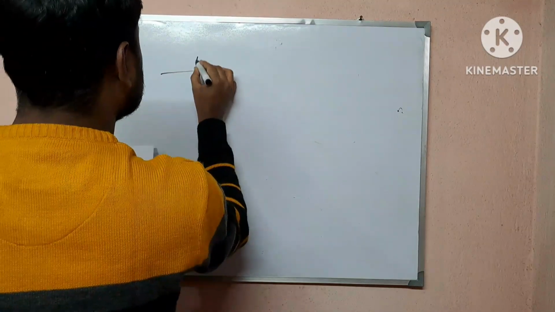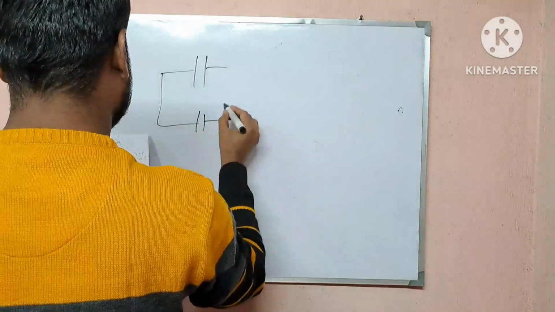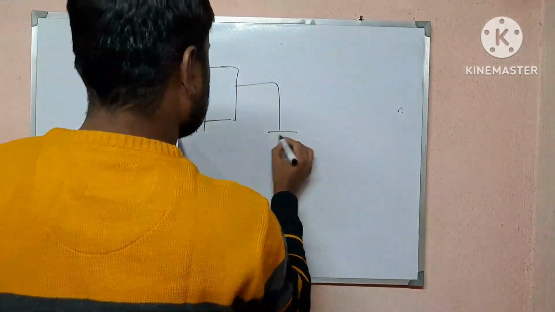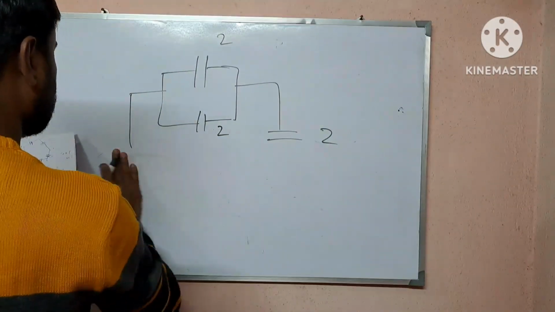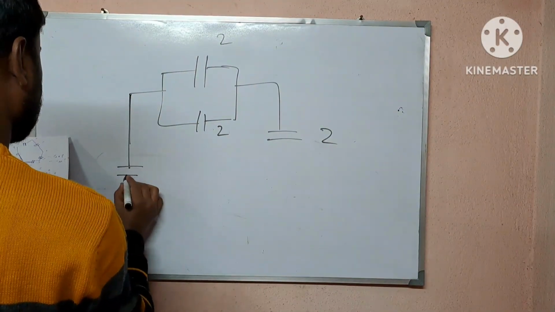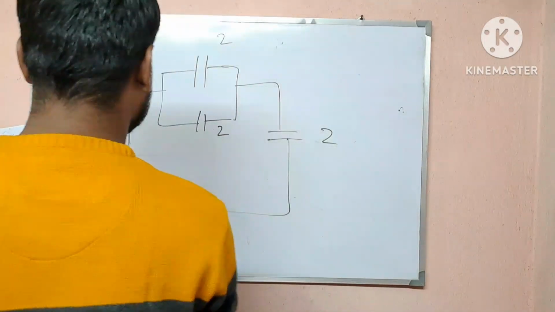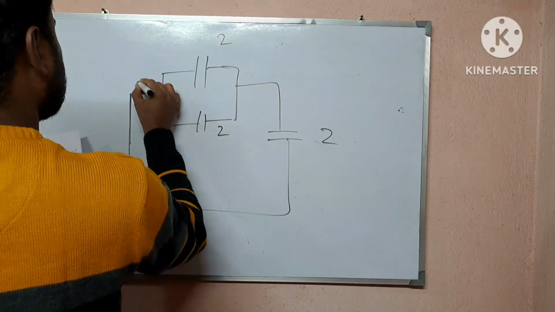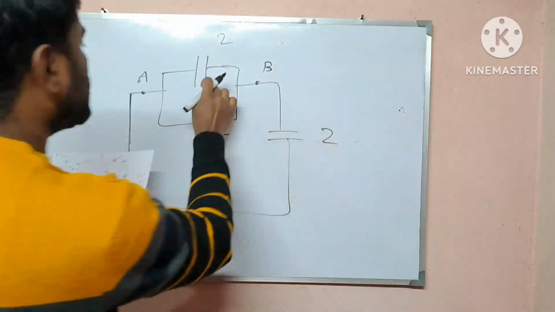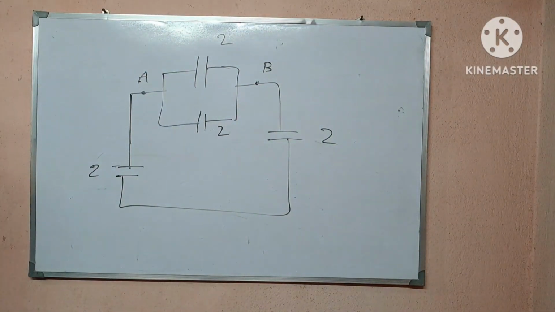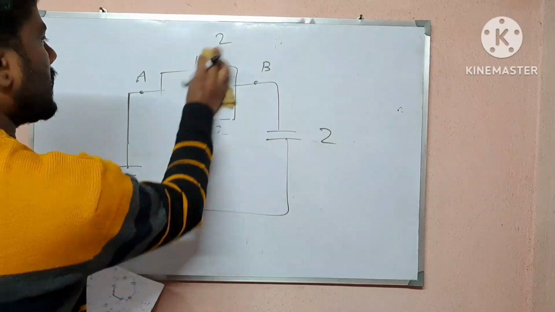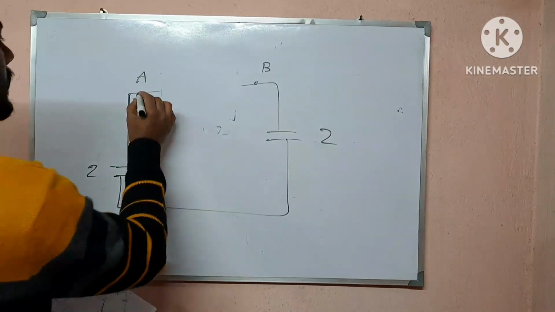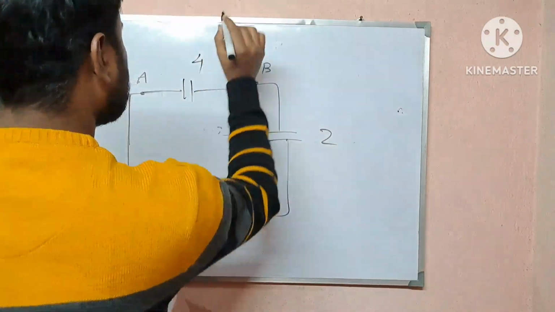So what will be the fourth? This is the value. This is 2, this is 2, this is 2, and this is also 2. You have to find the equivalent capacitance between the points A and B. Let's see, these two capacitors are connected in parallel. So instead of these two, we can write only one, and the value will be 2 plus 2, so that will be 4, because they are connected in parallel.